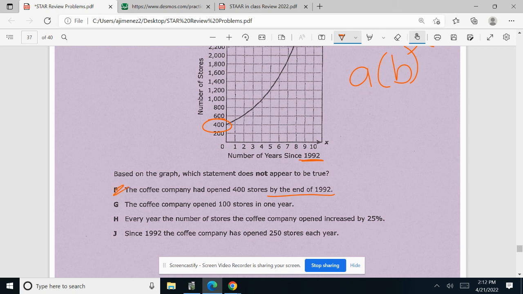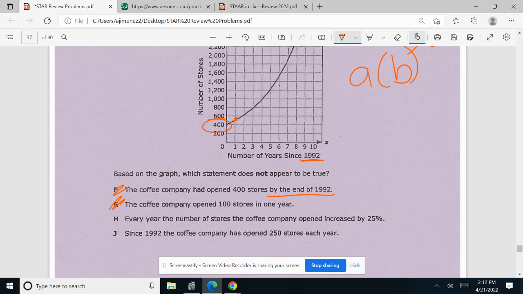It said which one does not appear to be true. The company opened 100 stores in 1 year. So I go to 1 year and it's right here. That's 500. That's 100 more stores. Every year, the number of stores open increased by 25%. I have no idea. I'm not sure. Let's look at the next one.